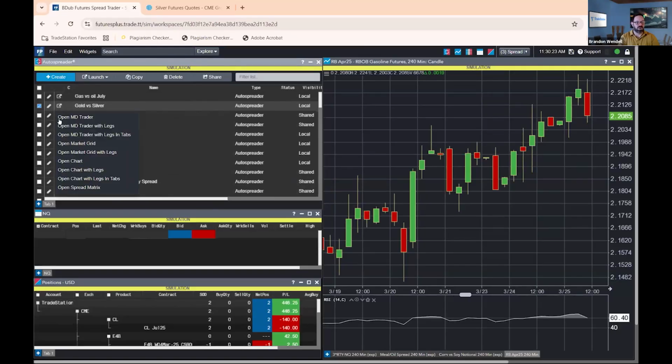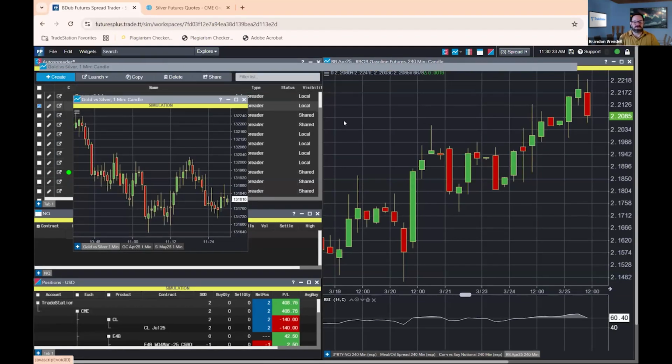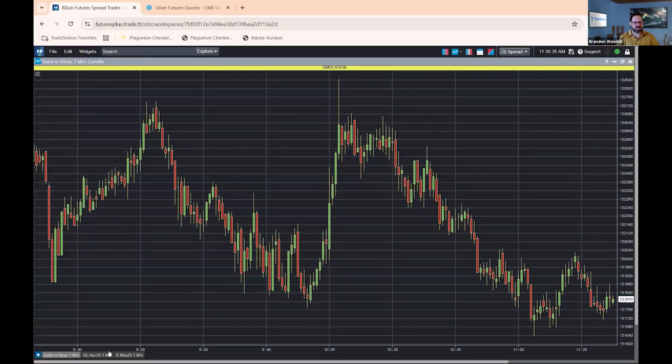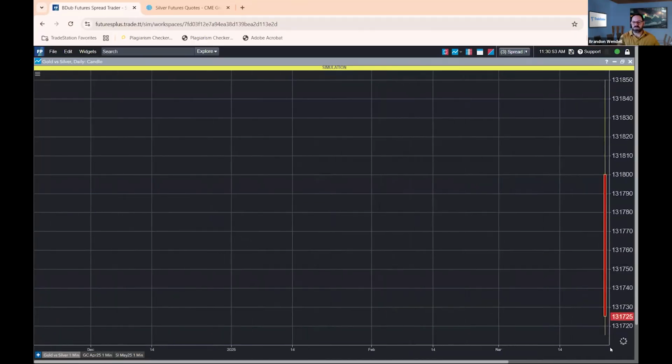And I click here, open chart, and I can even do this, open chart with legs in tabs. I'll do that, show you. So basically the first chart that I see, you'll notice there are tabs here at the bottom. And unfortunately it did me a 1 minute chart, which is not really useful, but I'll go to a daily and fix this font so we can see it. Should take a moment. It's loading up right now.